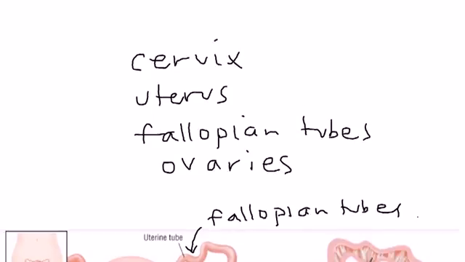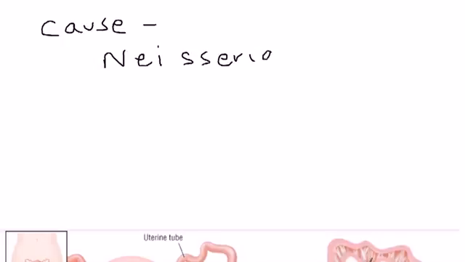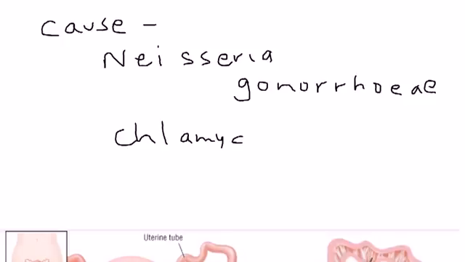And what is the cause? What is the organism? Well, there's quite a few, but the two most common are Neisseria gonorrhea, and the other one is chlamydia, Chlamydia trachomatis. And these two are by far the two most common. There are other organisms that can be involved, but these are by far the two most common.